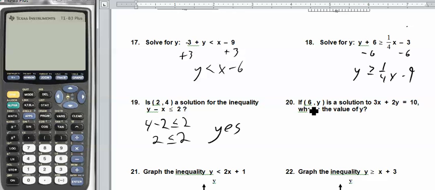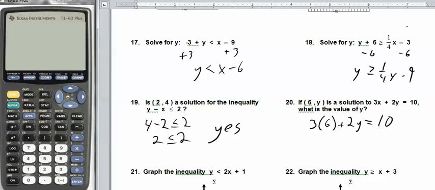So this one, alright, don't get thrown off by this. It says if (6, y) is a solution to this formula, what is the value of y? Well, we know x is 6. So we can put 6 in here. So we have 3 times 6 plus 2y equals 10. And we can solve this out by hand, which I'm going to do.